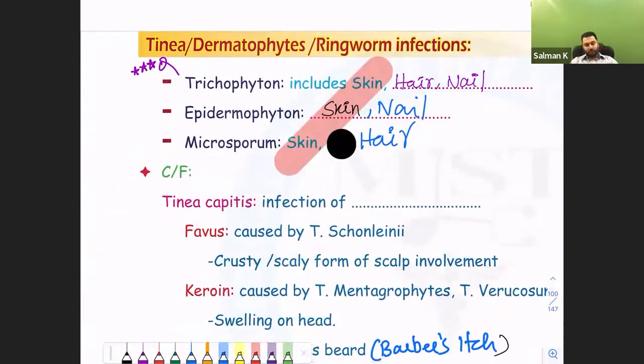I'm just going to focus on the more important things, guys. Tinea or dermatophytes or ringworm infections.